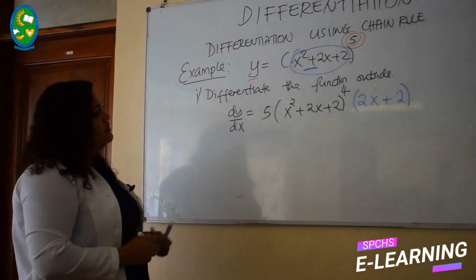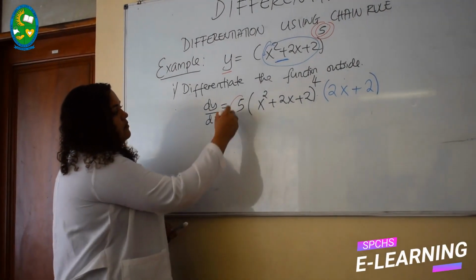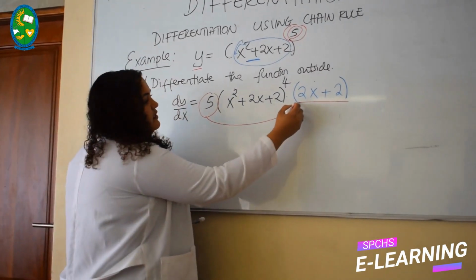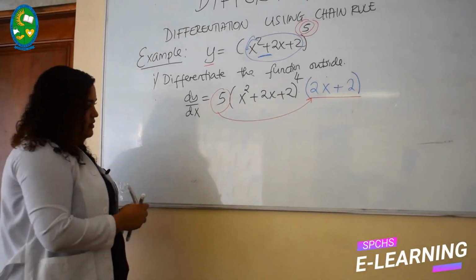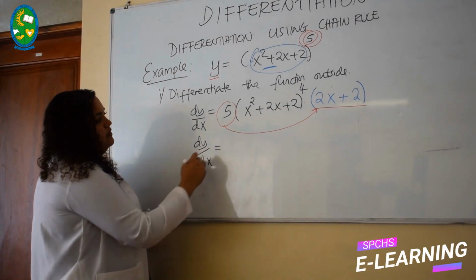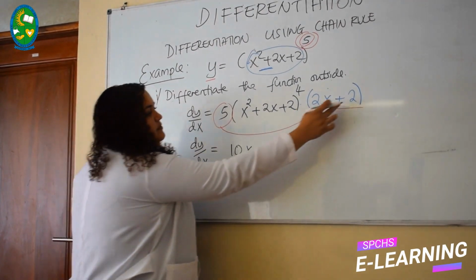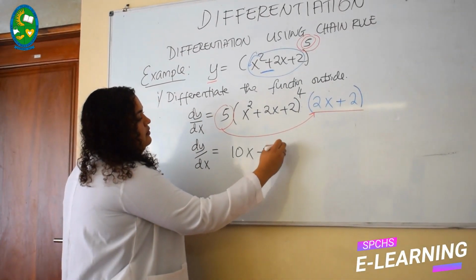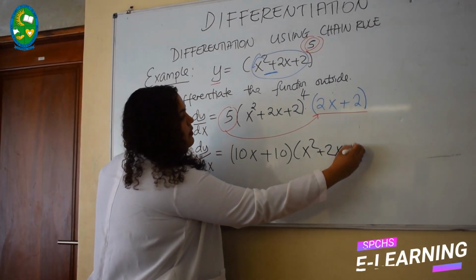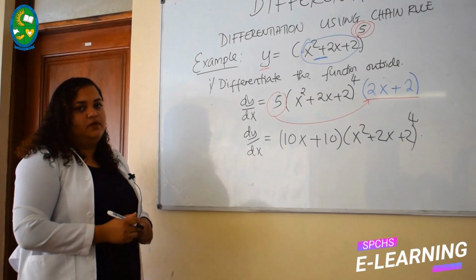Now, from here, can we proceed? Yes. Why? Because we have 5, and we have this function here. So to simplify this further, we multiply 5 and this function here to get something more simplified. You'll have dy dx equals 5 times 2x will give you 10x. 5 times 2 will give you 10. And then the remaining function, which is (x squared plus 2x plus 2) power 4. So that's simply an example that I've used to explain to you the chain rule.